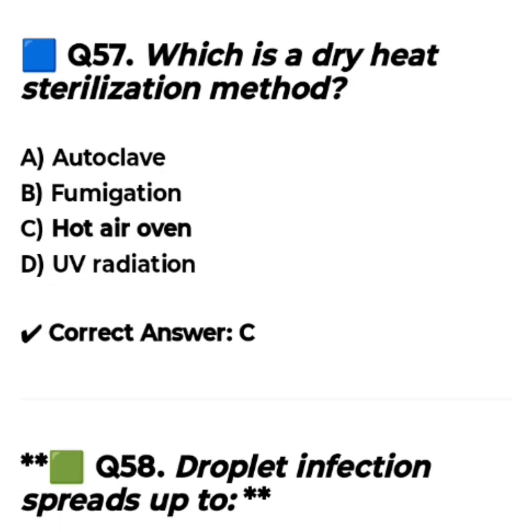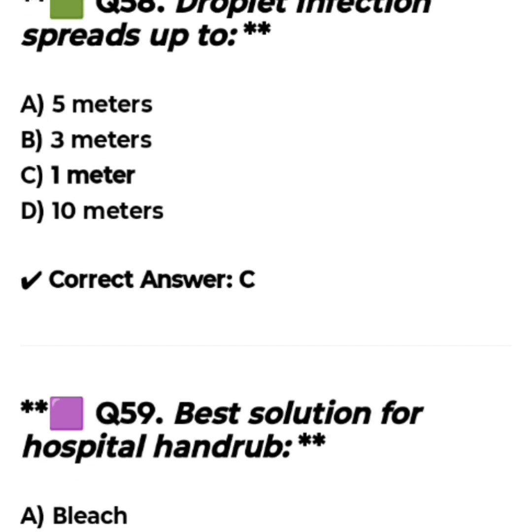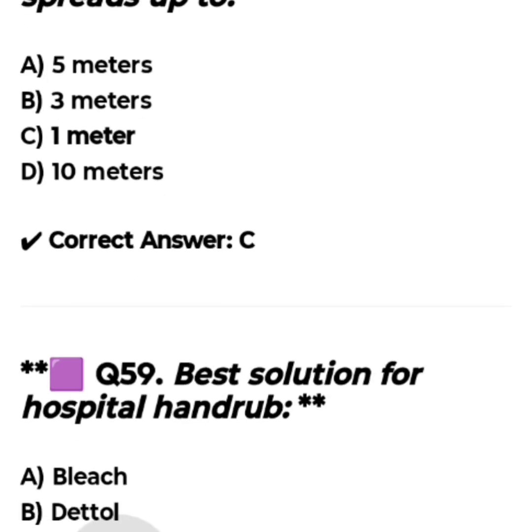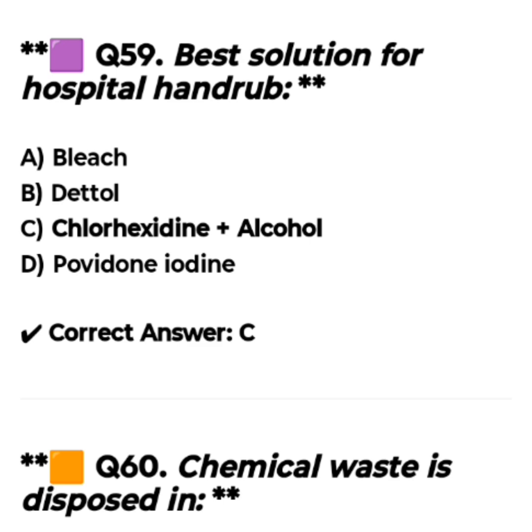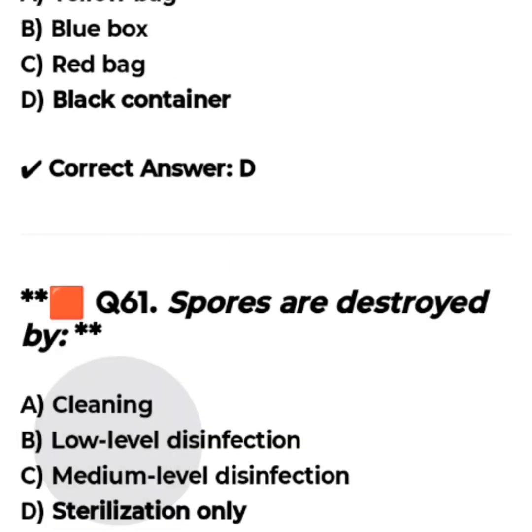Which is a dry heat sterilization method? The correct answer is option C, hot air oven. Droplet infection spreads up to. The correct answer is option C, 1 meter. Best solution for hospital. The correct answer is option C, chlorhexidine plus alcohol. Chemical waste is disposed in. The correct answer is option D, black container.